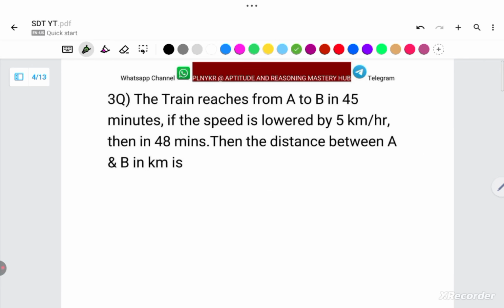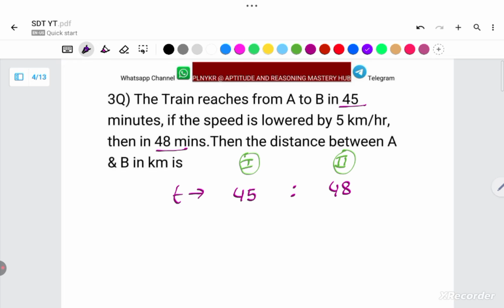In this question, I will solve directly with the ratio method, which is faster for any competitive exam. If you observe here, there are two cases, and in both cases the distance is constant. In the first case, the time is 45 minutes. I will not take the units. In the second case, the time is 48 minutes. So the ratio of time periods will be 45 is to 48.